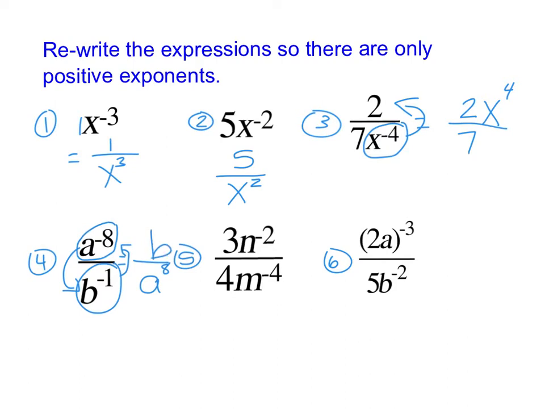Now what if there are numbers in front? Same idea, the 3 and the 4 aren't moving. They don't have negative exponents. It's really 3 to the first, 4 to the first. M comes up and n goes down.